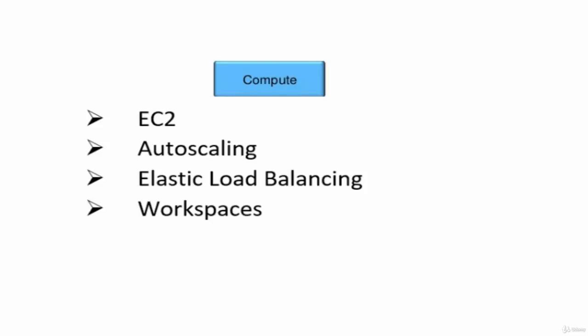With AWS Workspaces, you pay either monthly or hourly just for the Amazon Workspaces you launch, which helps you save money compared to traditional desktops and on-premises virtual desktop infrastructure solutions. So this covers the compute unit of AWS infrastructure.